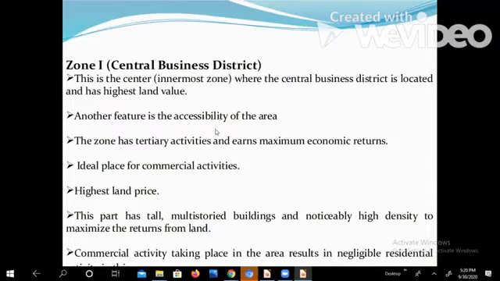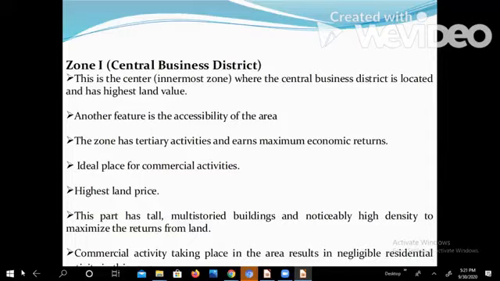So what happens? It is very much accessible. This zone is very much accessible. It can be accessed from any part of the city, and it has a very good transport network. That transport network may be in the form of roadways, railways, whatever ways, but it is very important. The transport network is very well developed in this place, and it is also very well accessible from the rest of the areas.